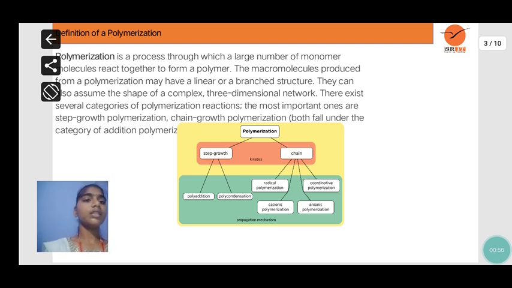Polymerization has two types: step growth and chain growth. Step growth is also divided into two types: polyaddition and polycondensation. And chain growth polymerization is divided into four types: radical polymerization, cationic polymerization, anionic polymerization, and coordination polymerization.